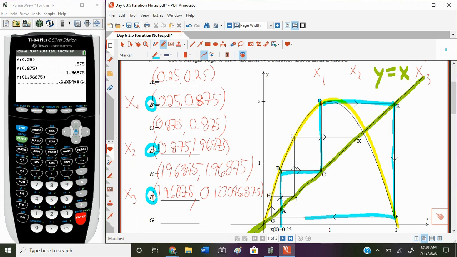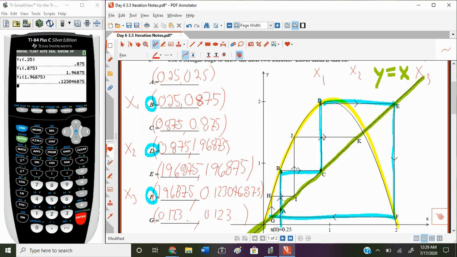It's on a horizontal line from F to G, so it should have the same y coordinate. So being on y equals x, the x coordinate and y coordinate will be the same, and that's going to be the 0.123. I'm just going to say comma 0.123 and so on, because I know it goes on for a while rather than stopping at 0.123.